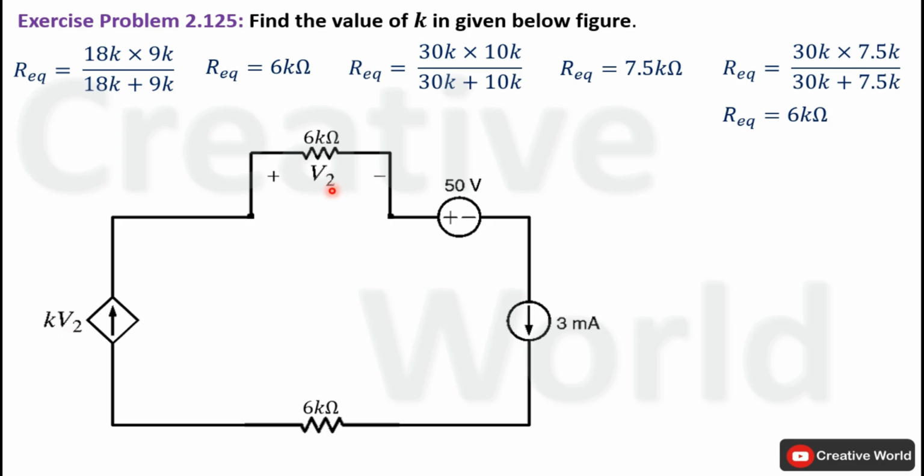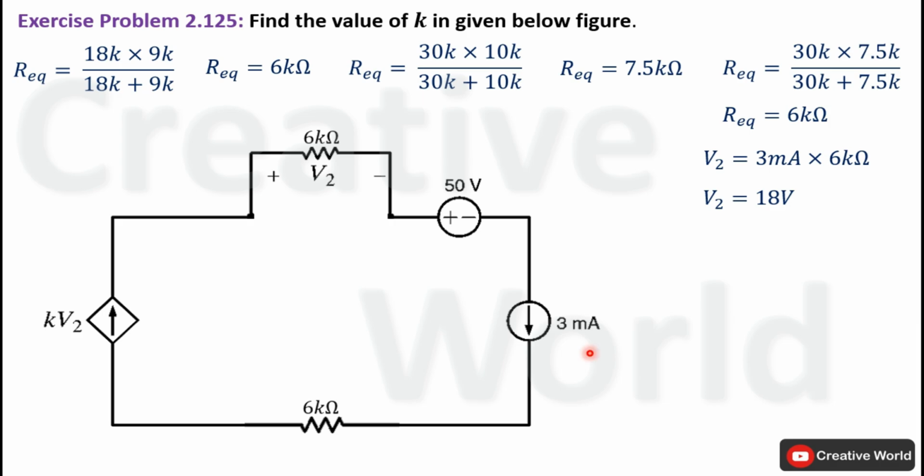Now voltage V2 will be calculated using Ohm's law. If we focus on this network, this is converted into a series connection, and we know that in series connection the current remains same. So current through this constant current source, that is 3 milliampere, will also be passing through this 6 kilo ohm resistance as well. So we can calculate voltage across this 6 kilo ohm resistance using Ohm's law. V2 will be equal to product of constant current 3 milliampere and the value of resistance 6 kilo ohm. It will become 18 volt.